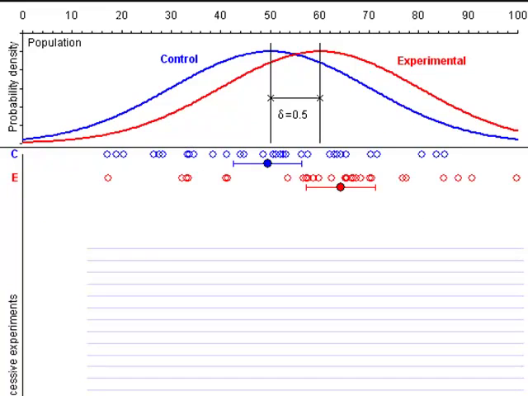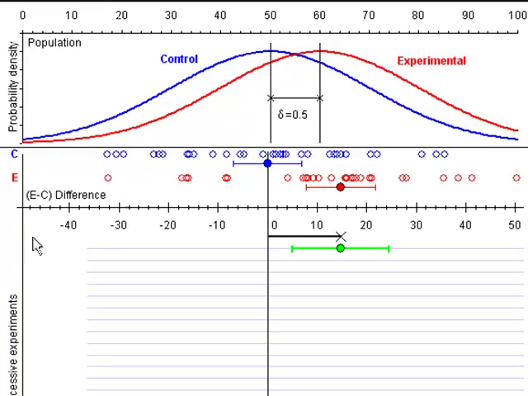Run one experiment. The blue dots mark the scores for 32 control participants. Here's their mean and 95% confidence interval. Here are scores of 32 pep-up participants and their mean and confidence interval. We focus on the difference, so here's a difference axis, 0 lined up with the control sample mean. The green dot marks the sample difference, and here's the confidence interval on that difference. This experiment estimates the effect of pep-up to be about 15.